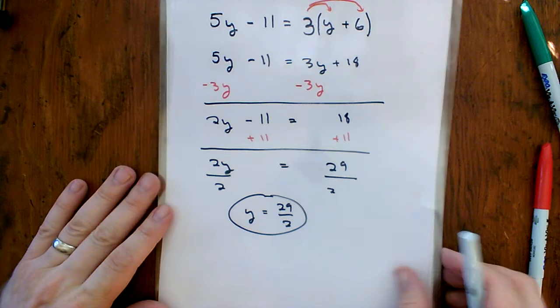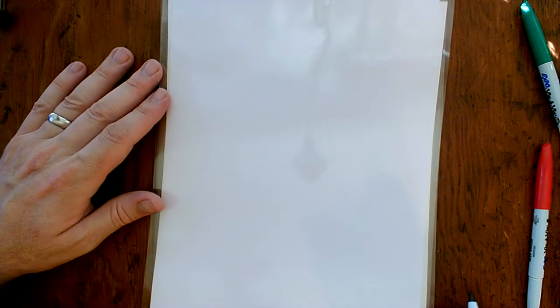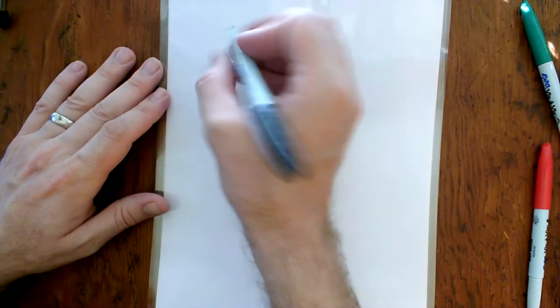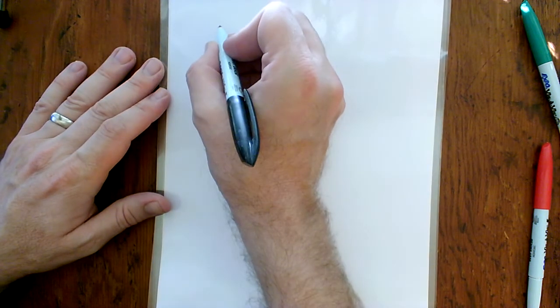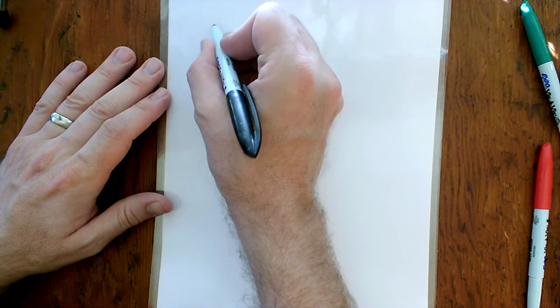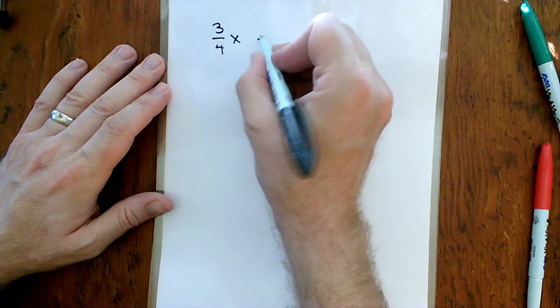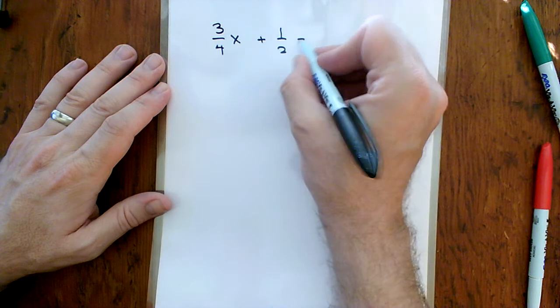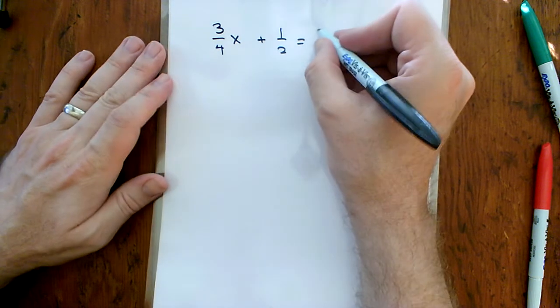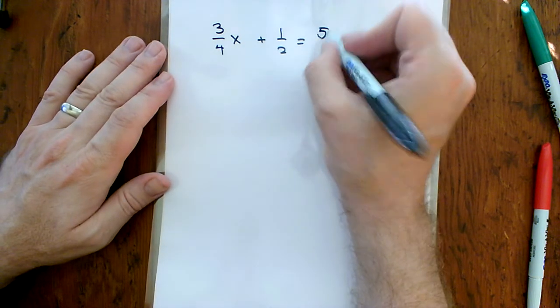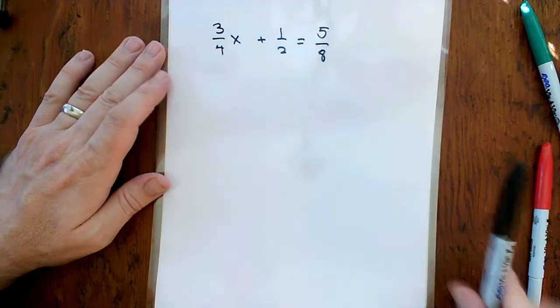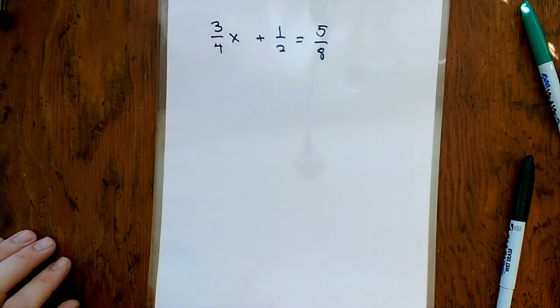Oh wait, I did say we're going to show you at least one example before I move on of what it looks like to put fractions in here. So let's go ahead and show you what it looks like to include some fractions. Let's say we've got something like 3/4 x plus 1/2 is equal to 5/8. And this looks dreadful, doesn't it?